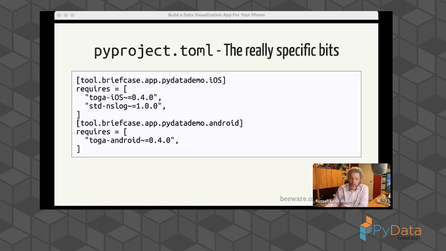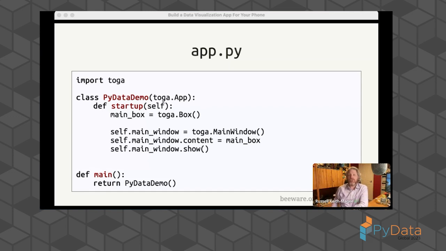That's the project configuration. What about the app itself? Well, the logic for the app is all contained in app.py. At the moment, it's a bare stub. It declares a class called PyData demo, which is a subclass of toga.App, and that class has a startup method. That method creates a box. That's Toga's representation of a generic container of content. It creates a main window and sets the content of the main window to be our empty box, and then it shows that main window. The main method for the app just creates an instance of that class, and the Briefcase process will start that main method. That's all the code we need to generate the empty app that we saw previously.